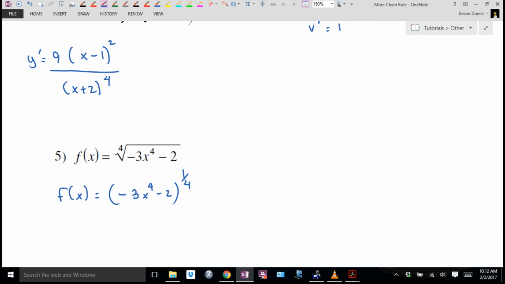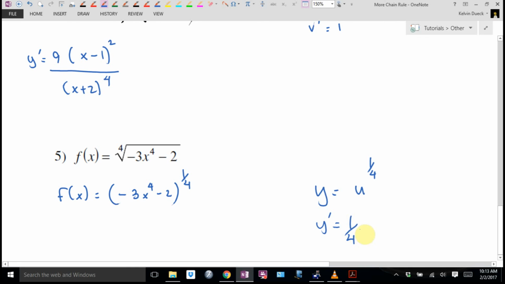Now, here's what I see: something to the 1/4. How would I take the derivative of this? Move the exponent to the front, and then subtract 1 from the exponent. Now, when you're subtracting 1, you're really subtracting 4 over 4. Or if it was 1/5, 5 over 5, or 6 over 6. So 1 over 4 minus 4 over 4 gives me negative 3 over 4.